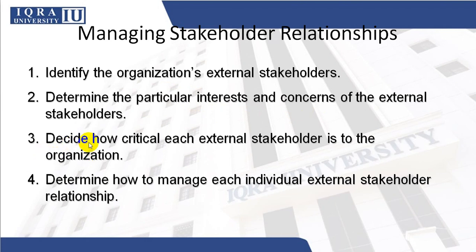The third point is we have to decide how critical each external stakeholder is to the organization. See, there are certain people, certain forces who are linked with the organization, but we have to see the criticality. Which external factor or stakeholder is critical to the organization, so that we can make sure how to prioritize them and take care of them. That's why criticality is important here. Then we have to determine how to manage each individual external stakeholder relationship. Obviously, when stakeholders are several, we have several relationships, so it depends on how we manage each and every stakeholder.